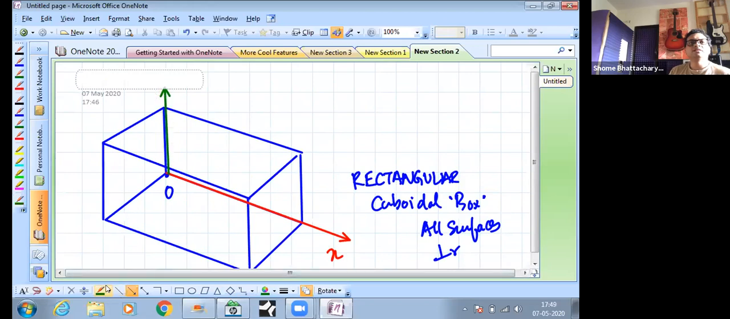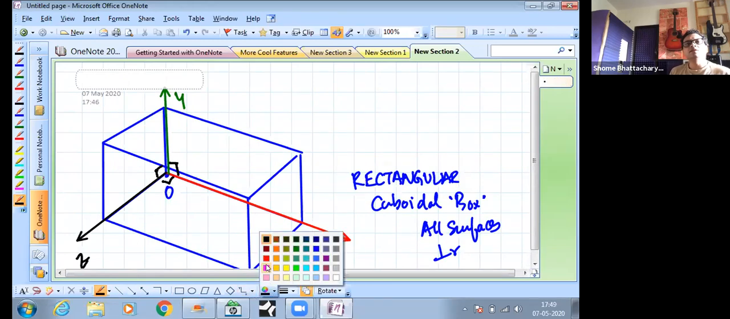That particular edge becomes your y-axis. And correspondingly, this third edge, which is perpendicular to both of these, will become our z-axis. So you can see that they are all mutually perpendicular. X is perpendicular to y, y is perpendicular to z, and z is perpendicular to x. And also there is a continuation of the axis on the other side, which is the negative axis.